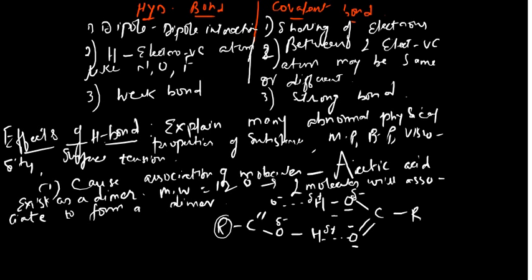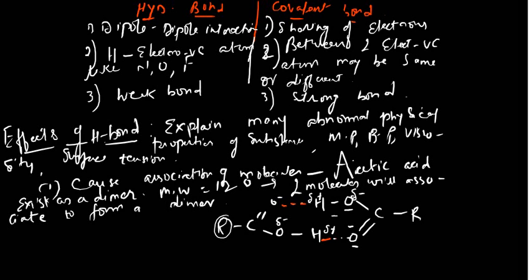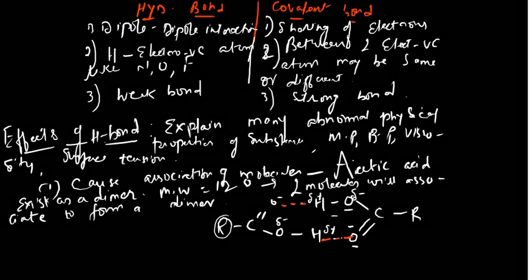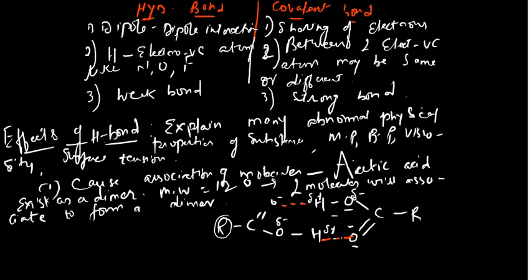Let's show it with a different color. It will be easy to understand. This is the formation of hydrogen bond. So now we say that acetic acid will exist as dimers in benzene due to the presence of hydrogen bonding. I hope this is clear.